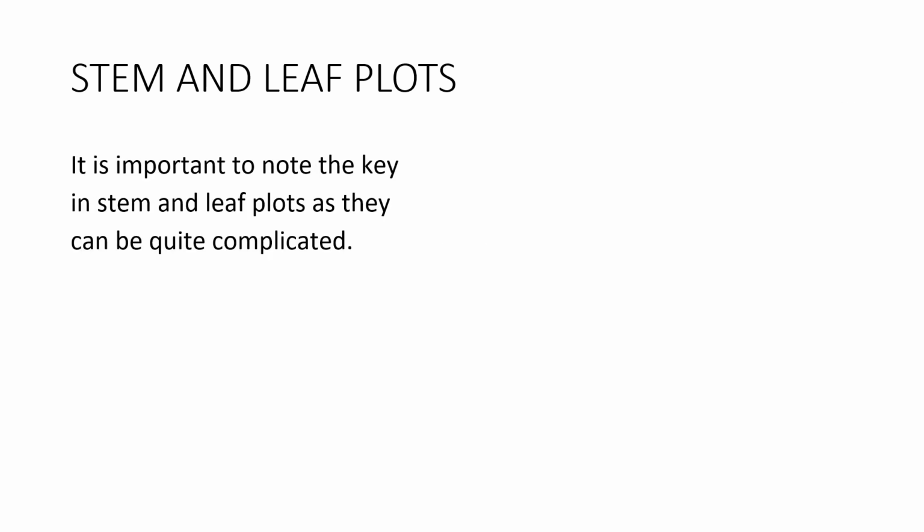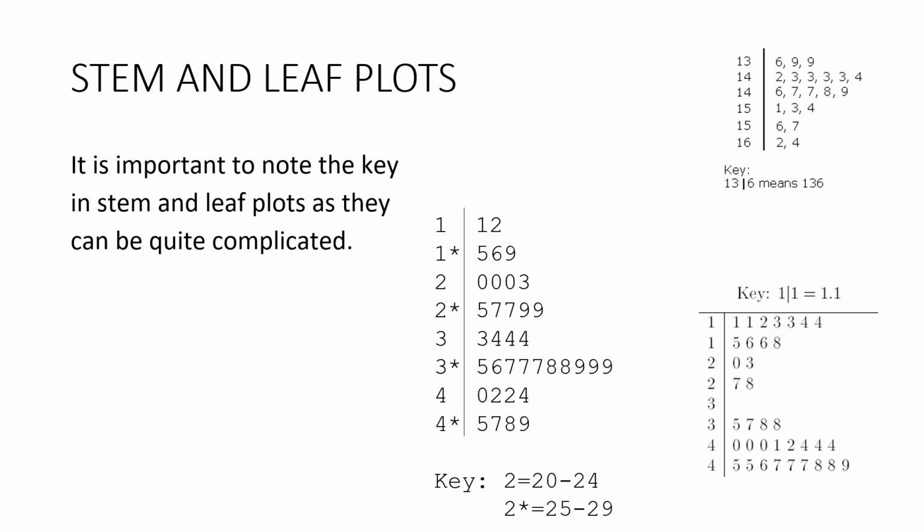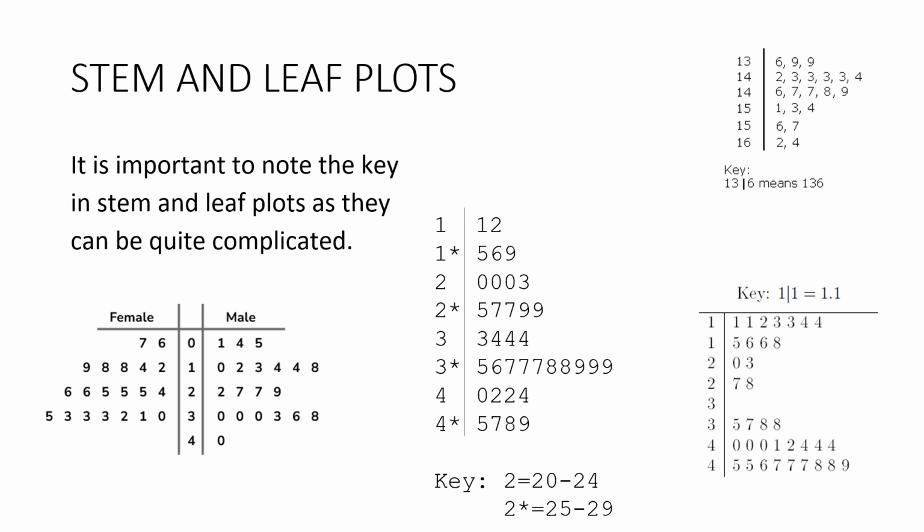Now it's important to note the key in a stem and leaf plot because they can get quite complicated. For example, here we have a double-digit stem. 13|6 means 136. We can use decimals. 1|1 is 1.1. We can even split the stem. So in this case, you can see how I've got two parts to each of these stems, and here's our key. 2 without the asterisk, that goes from 20 to 24, and 2 with an asterisk goes from 25 to 29. And we can even get back-to-back stem and leaf plots.